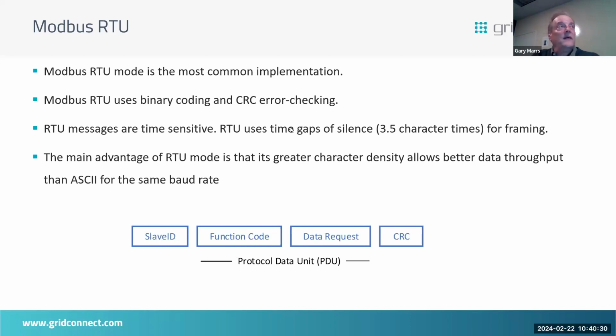One of the main advantages of Modbus RTU is that since it uses binary encoding, it's very compact and it gets better throughput over a serial network than Modbus ASCII.